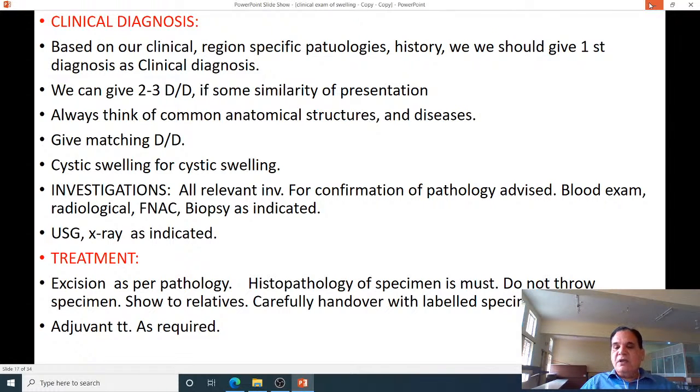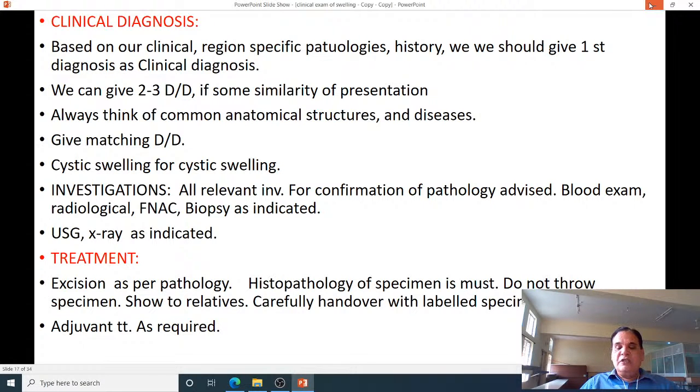Blood investigations, pathological investigation, radiological investigation, FNAC and, whenever indicated, excision biopsy. USG, X-ray: the investigation depends on the likely pathology of the swelling. Now comes the treatment. For all the swellings which are not part of a major pathology, the treatment is excision and biopsy.